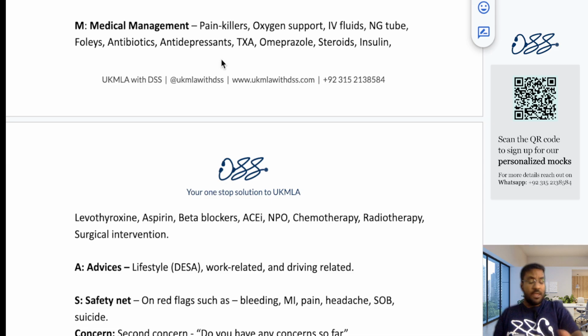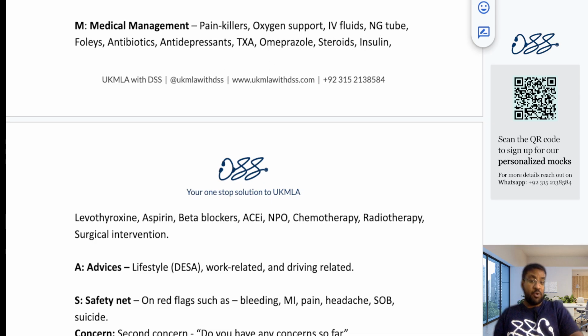You may want to start antidepressants. Okay, if the patient is bleeding, you may want to give tranexamic acid. Omeprazole can be given, steroids, insulin, levothyroxine, aspirin, beta blockers, ACE inhibitors in case of hypertension. You may want to put a patient on NPO.